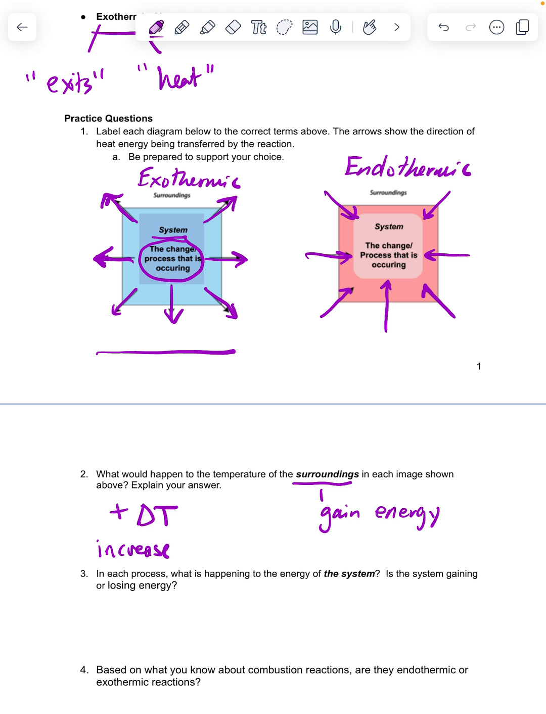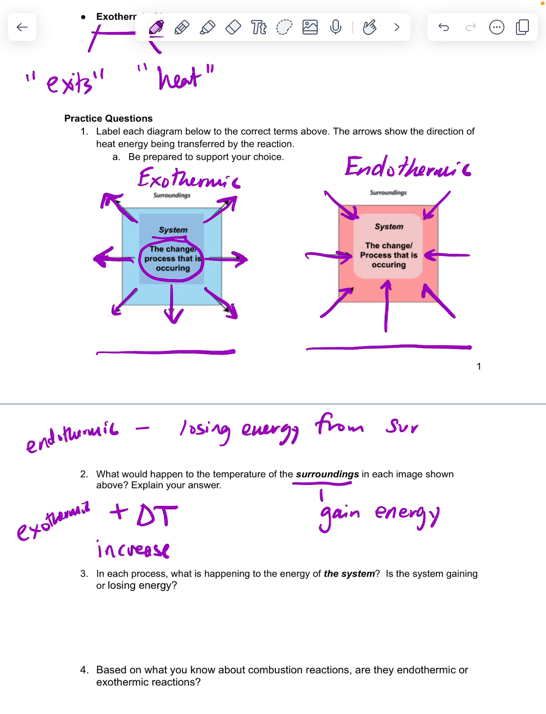If we flip that for an endothermic process, I answered this only for an exothermic process, so my answer for endothermic, I'll put up here. In an endothermic process, we're looking over here at the one on the right. Energy is going into the reaction or into the chemicals, and that energy has to come from somewhere. That energy is coming from the surroundings. So the surroundings are losing energy, and that means there's going to be a negative temperature change, or the temperature is going to decrease in an endothermic process.